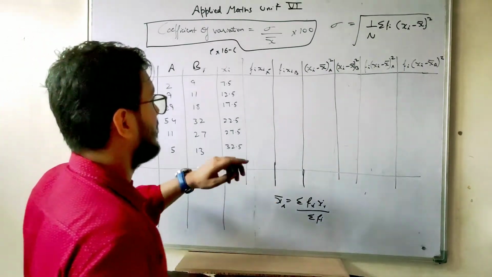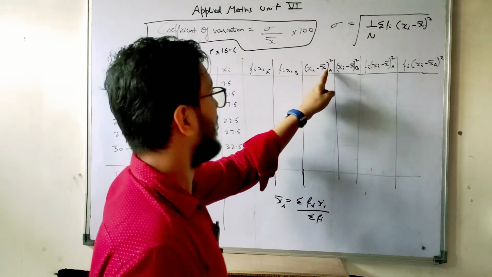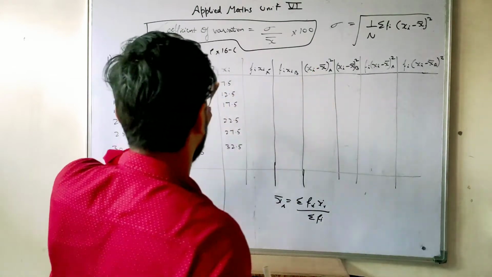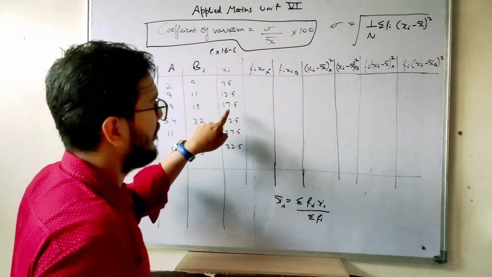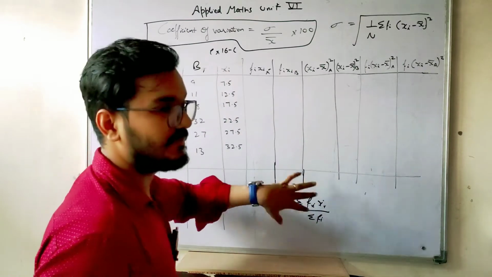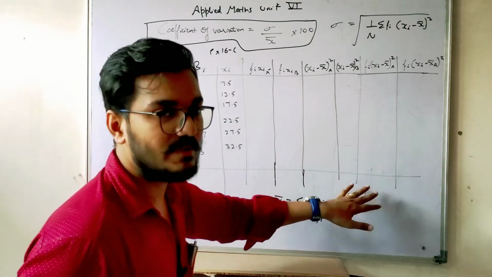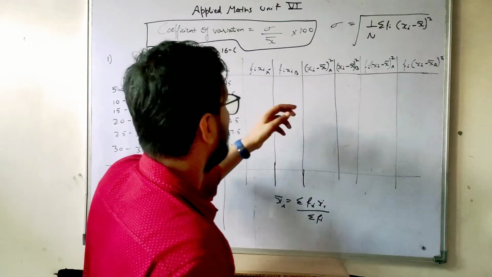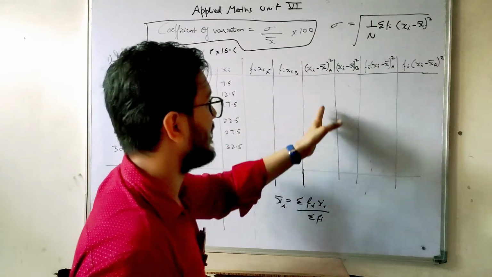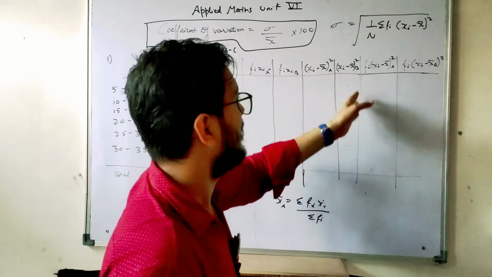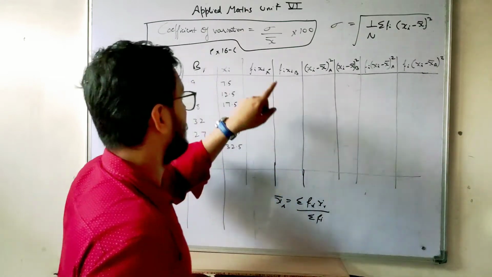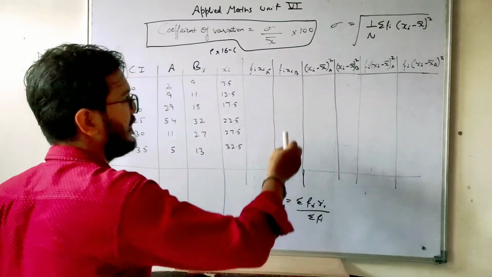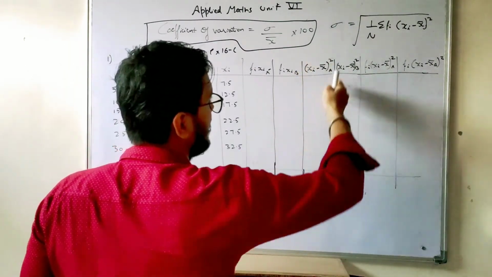And leave it. Now Xi minus X bar, whole square. So for standard deviation we have to make this column: Xi minus X bar. The mean for A will be something, the mean for B will be something else. You have to determine that. So subtract both the values and write the square of that in these two columns. Subtract the mean from Xi and then square it, write it here for A and for B.